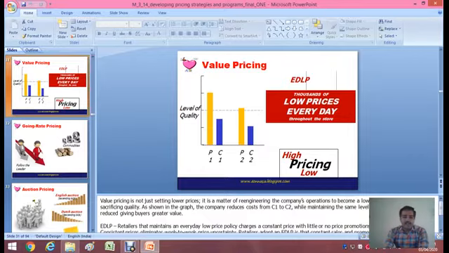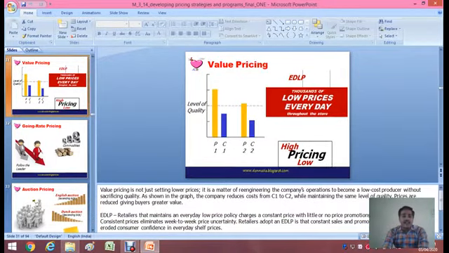So we discuss in detail that value pricing is not just setting lower prices. It doesn't mean that we can set the lower prices. It is a matter of re-engineering the company's operations to become a low cost producer without sacrificing the quality. So it is the use of experts, re-engineering, or technically upgrading our products in such a way that we maintain the quality and reduce our cost per unit.